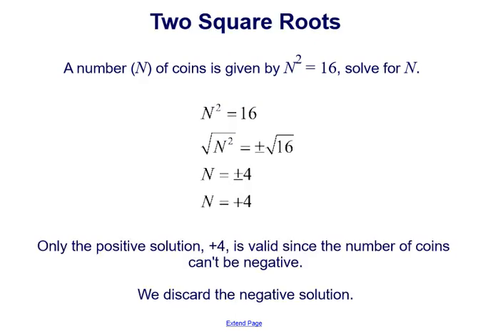Well, when we take the square root of both sides, because we're undoing that squaring, that does leave us with just the number of coins n. But if we indicate plus or minus the square root of 16, that would be plus or minus 4. But only the positive solution of plus 4 is valid since the number of coins can't be negative. So in this case, we discard that negative 4 square root. We discard that negative solution. And our answer is that there are 4 coins. n equals positive 4.